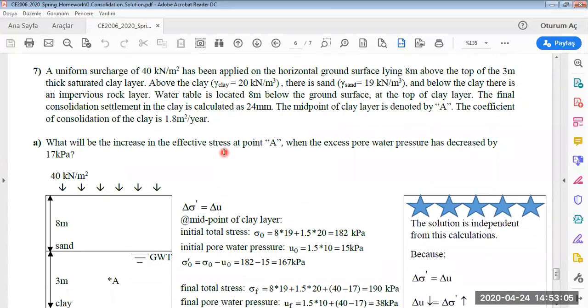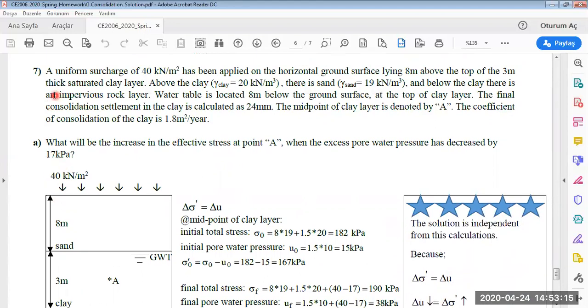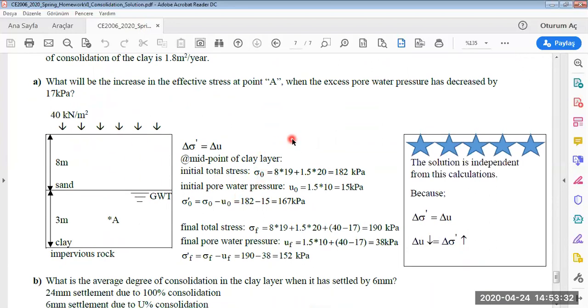Again, we will use the same idea, same approach. Please be careful about this. Again, in this question, there's a loading and there's impervious rock. Be careful about this. No drainage from the bottom of the soil layer. The drainage is on the top of the clay layer. I made some calculations here, but the result is independent from these calculations.